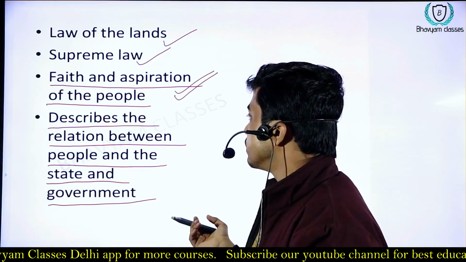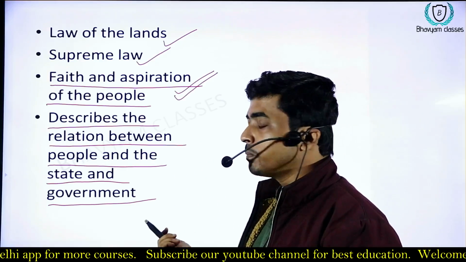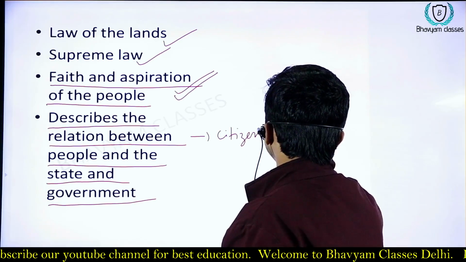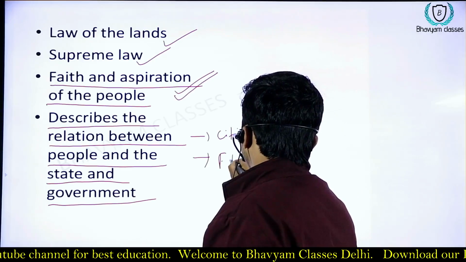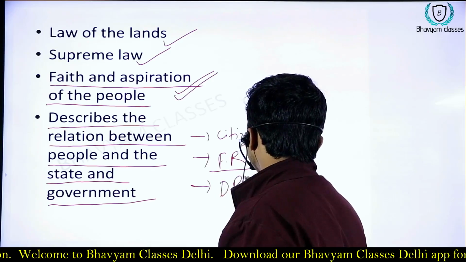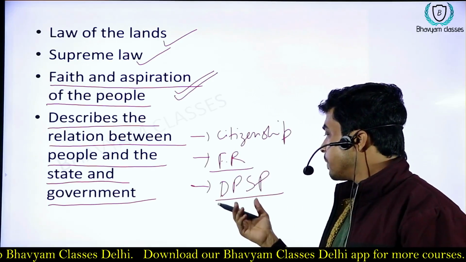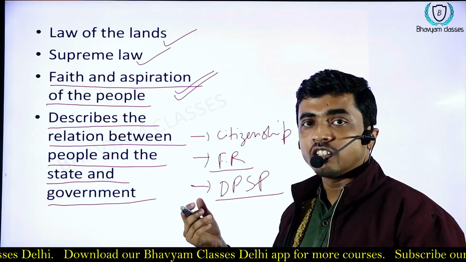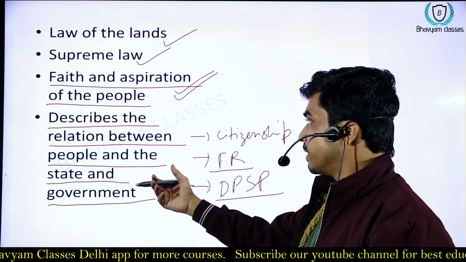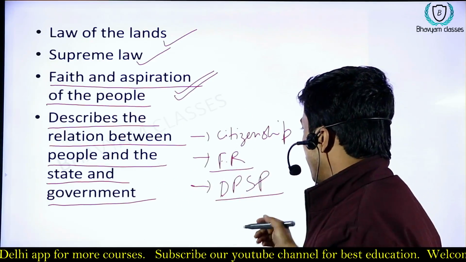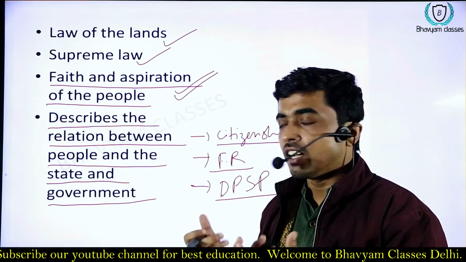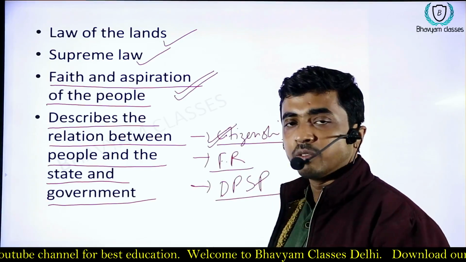How does the constitution describe the relation between people and the state? By giving citizenship, by protecting our fundamental rights, by giving the state directive principles of state policy, like giving the state direction on how to work for the welfare of the people. That's how the constitution describes the relationship between people and the state. By state we mean citizenship, like we are all Indians, so we are citizens of India.